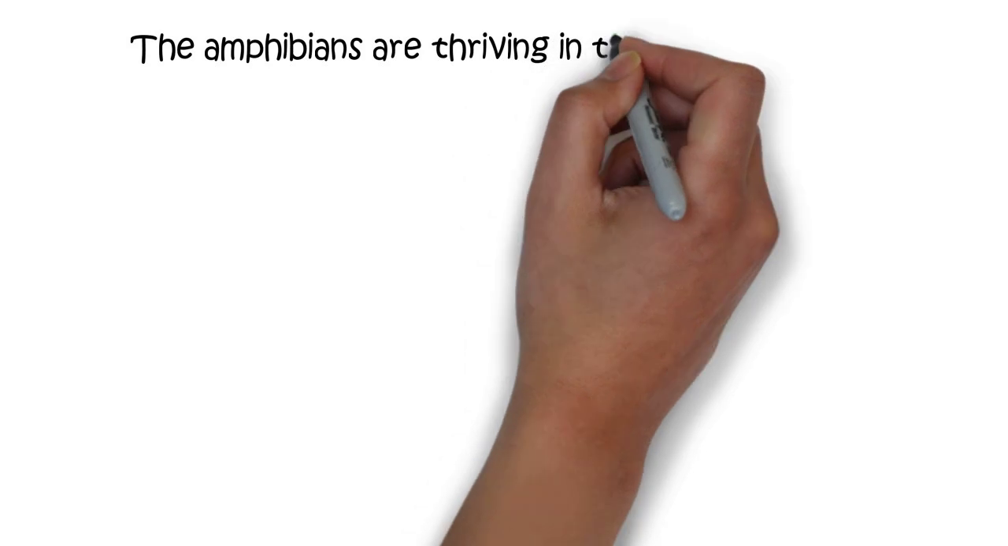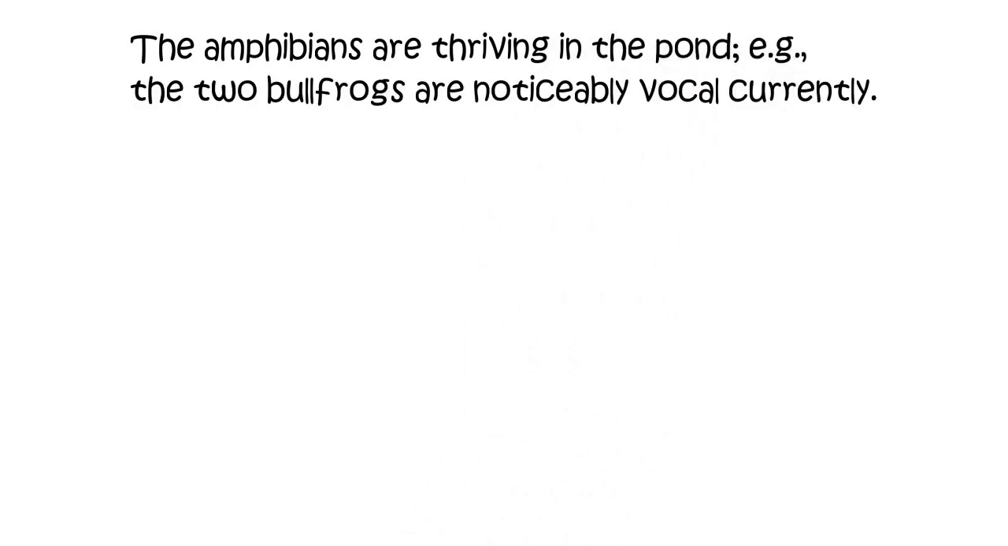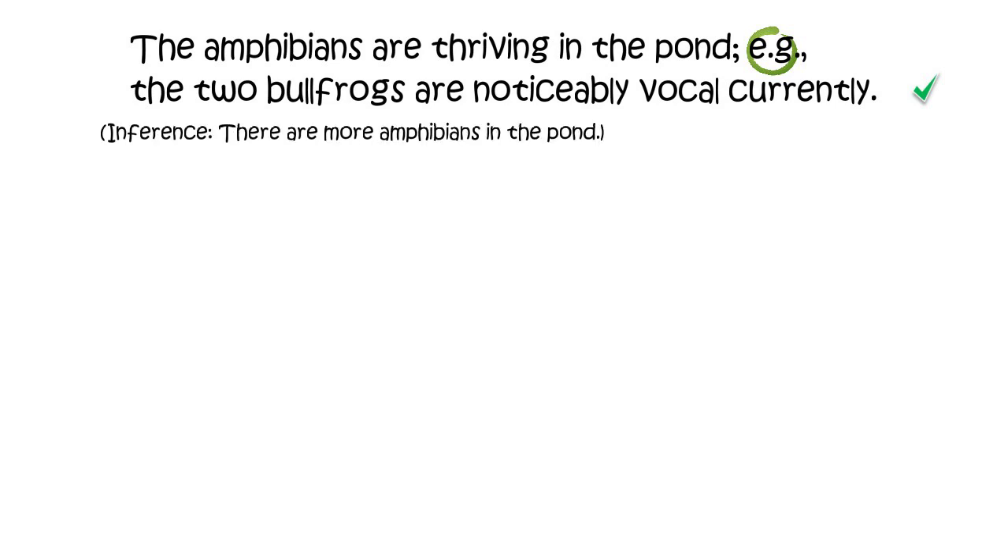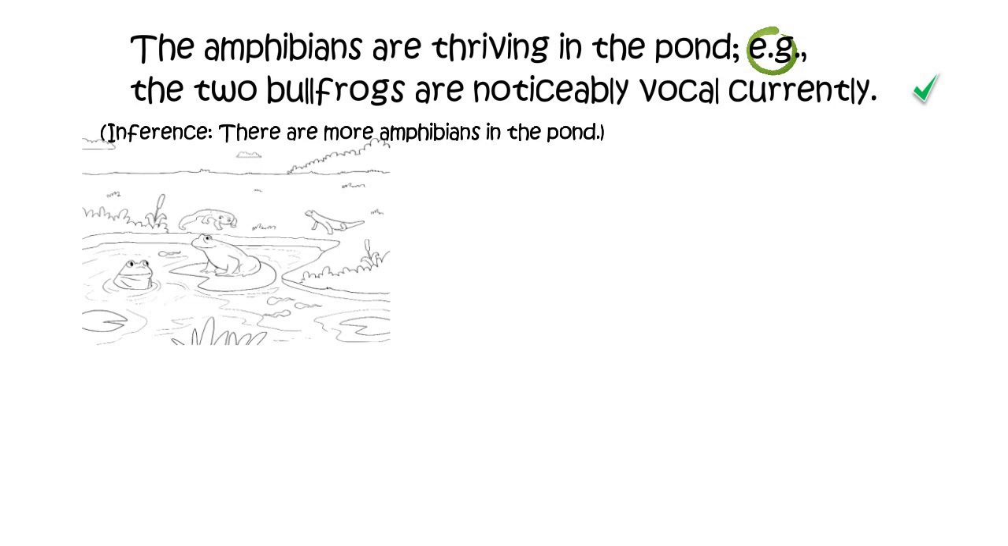So let's go back to this example. The amphibians are thriving in the pond. For example, the two bullfrogs are noticeably vocal currently. Now this is correct, but from this, the reader would infer that there are more amphibians in the pond. In other words, the two bullfrogs are just an example.